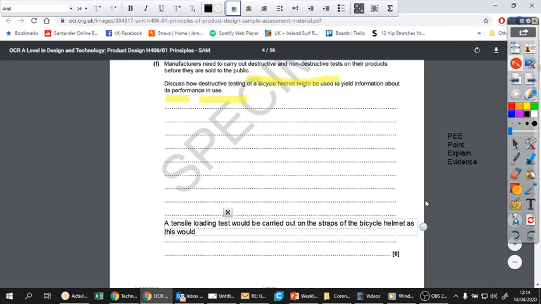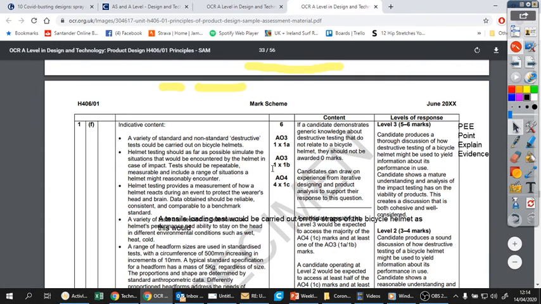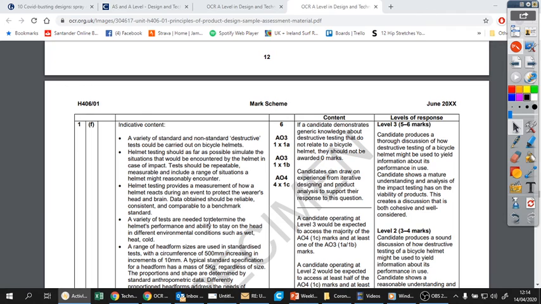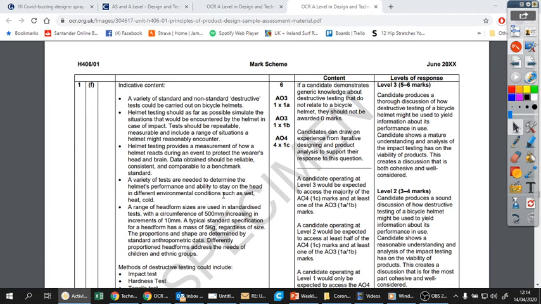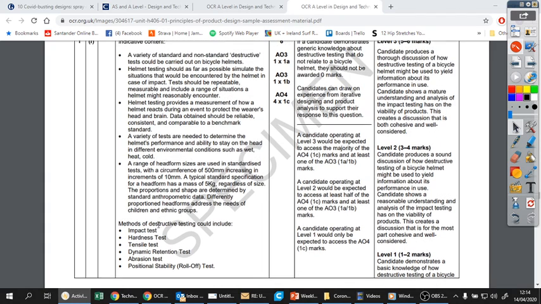Okay? Now, to get the full marks in these type of questions, what you have to do is this. Let me just get rid of that. Candidate provides a thorough discussion of how destructive testing of a bicycle helmet might be used to yield information about its product and use. Candidates show a mature understanding and analysis of the impact testing has on the viability of products. This creates discussion that is both cohesive and well considered. Okay, so let's just see. A variety of tests is needed to determine helmet performance. These are different tests you might talk about.